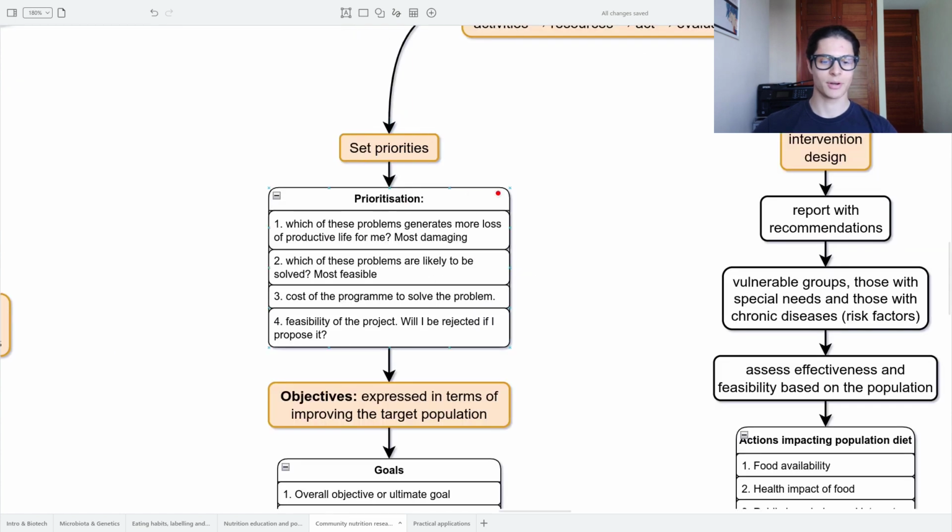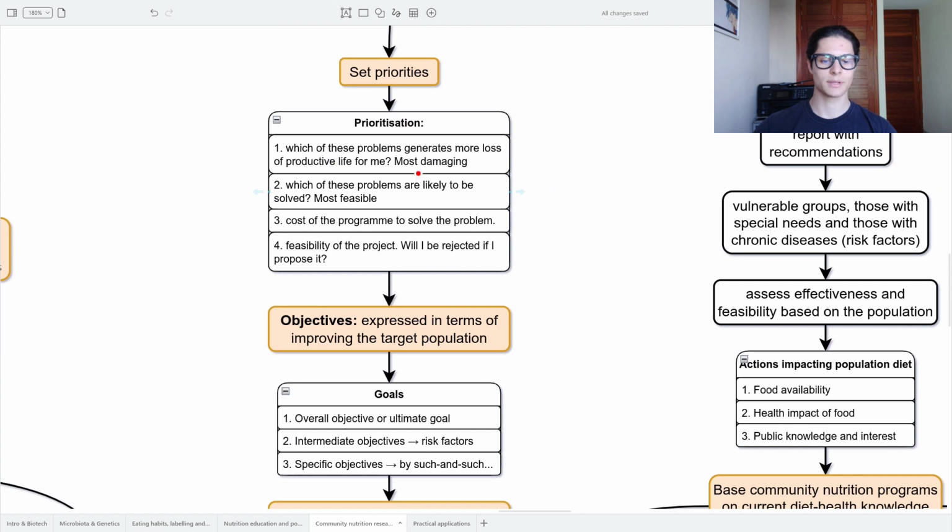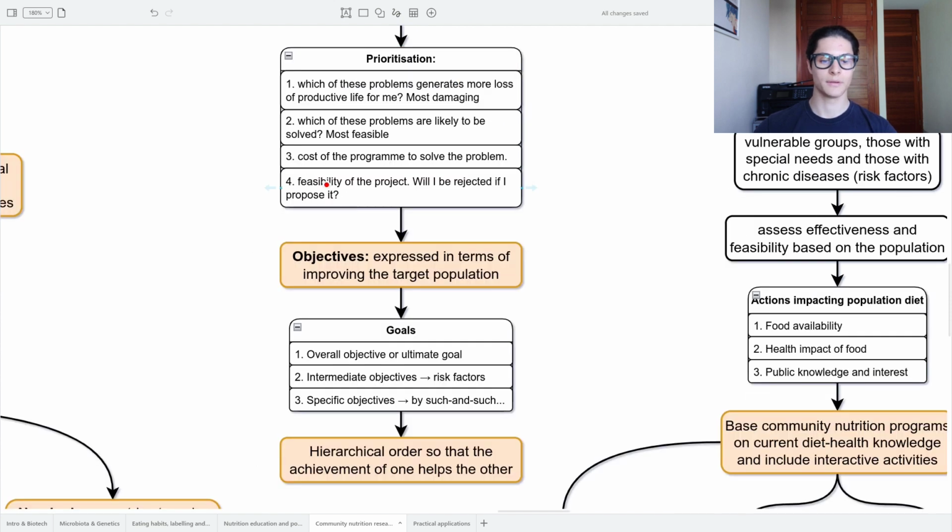And then we have to set priorities. So which one of these problems is the most damaging? Which one is the most feasible? Then also there is the cost of the program to solve the problem. The feasibility of the project. Will I be rejected if I propose it?